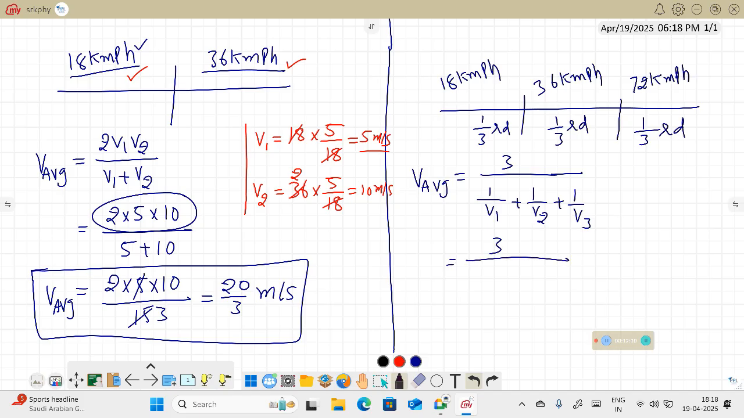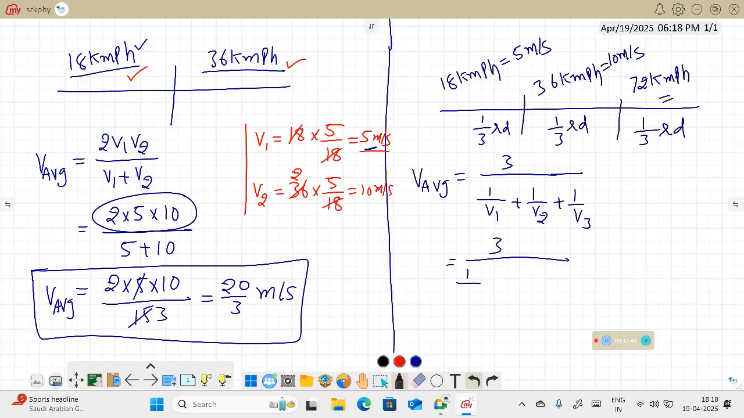3 by 1 by V1. What is V1 value? Can we convert it into meter per second first? Yes, sir. Whenever it is given in kilometer per hour, you had better convert it into meter per second so that the calculation becomes a little bit faster. So 18 kilometer per hour means how many meter per second? 5 meter per second. Already we did this, right?